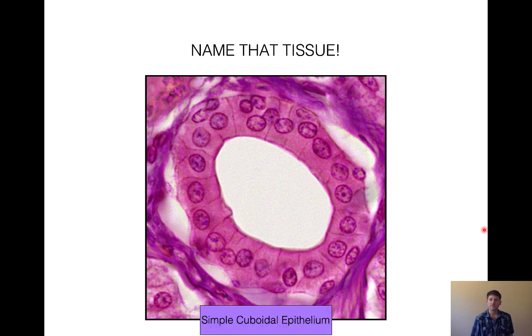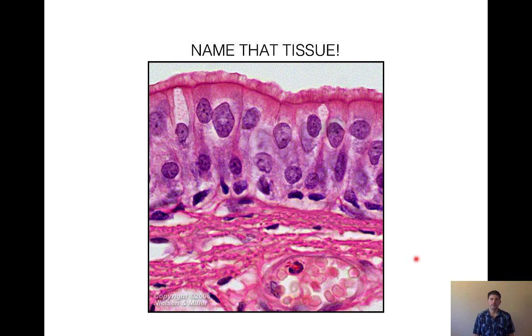Okay, hopefully you said simple cuboidal. We can see our basement membrane down here. We see this hollow, empty space in here. And so then we can find that our basement membrane is down and around here, and we see a single layer of cells. We see a nucleus in here. And so we can say, all right, those kind of look cube-shaped. How about here?